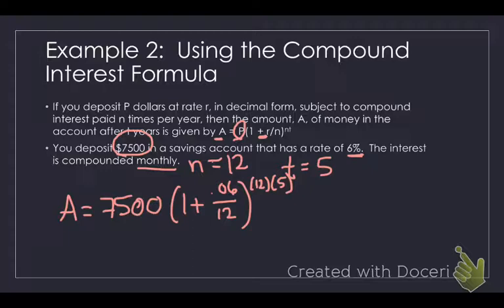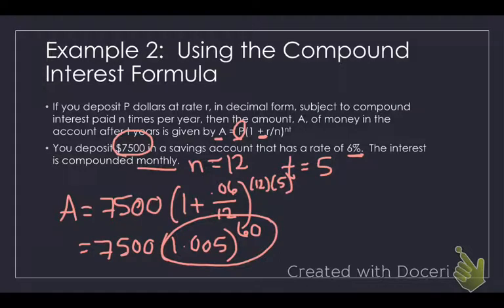Okay, so we're going to do some calculating. 0.06 divided by 12 is 0.005. So I'm going to go ahead and write that as 1.005. And then 12 times 5 is 60. So I'm going to put that up here. That's just simplifying it there. Use your order of operations, multiply this first, but it's going to be some long messy number, and then multiply it times your 7,500. And then I'm going to put that answer right here after I plug it into my calculator.